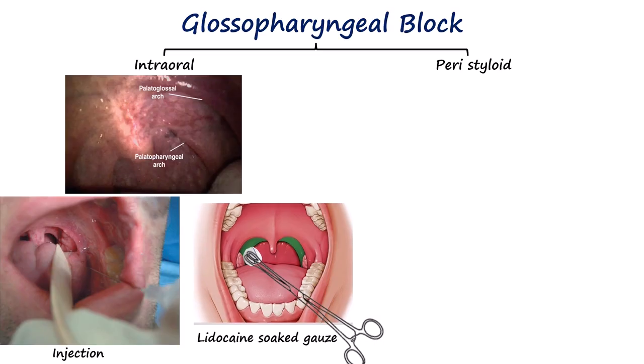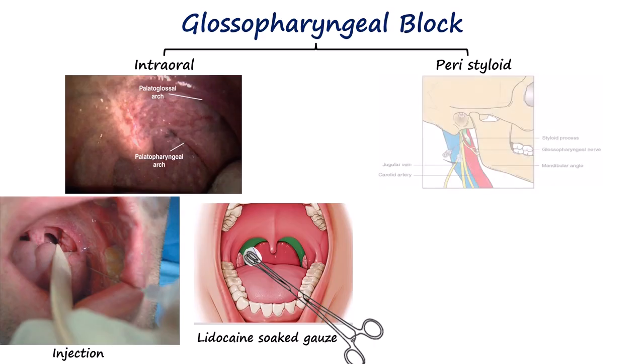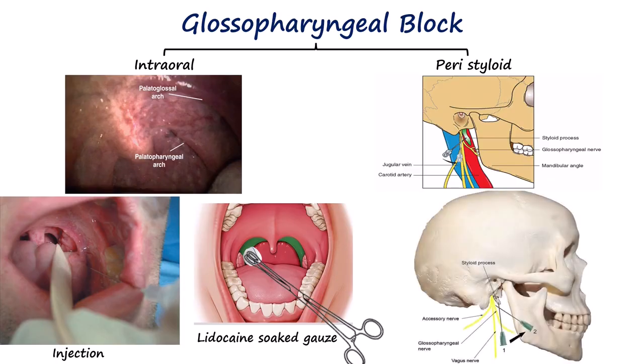In the peristyloid approach, which is an external approach, we inject local anesthetic just behind the styloid process. This is the area where the glossopharyngeal nerve runs. The internal carotid artery lies very close here, so careful technique and aspiration are essential.